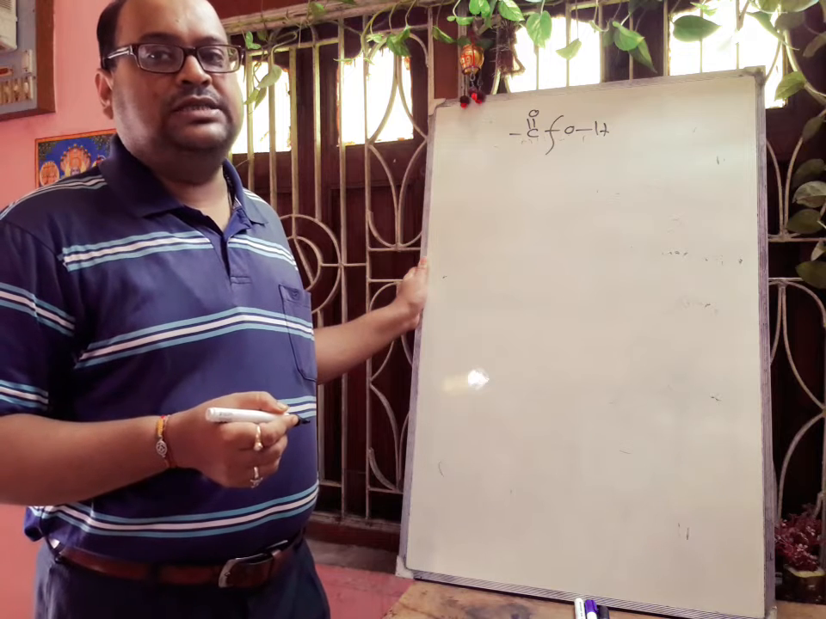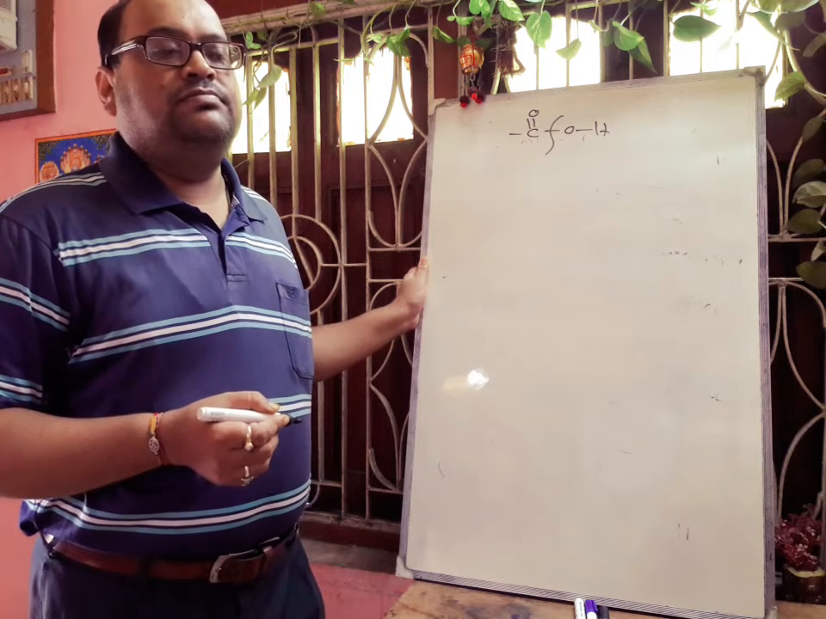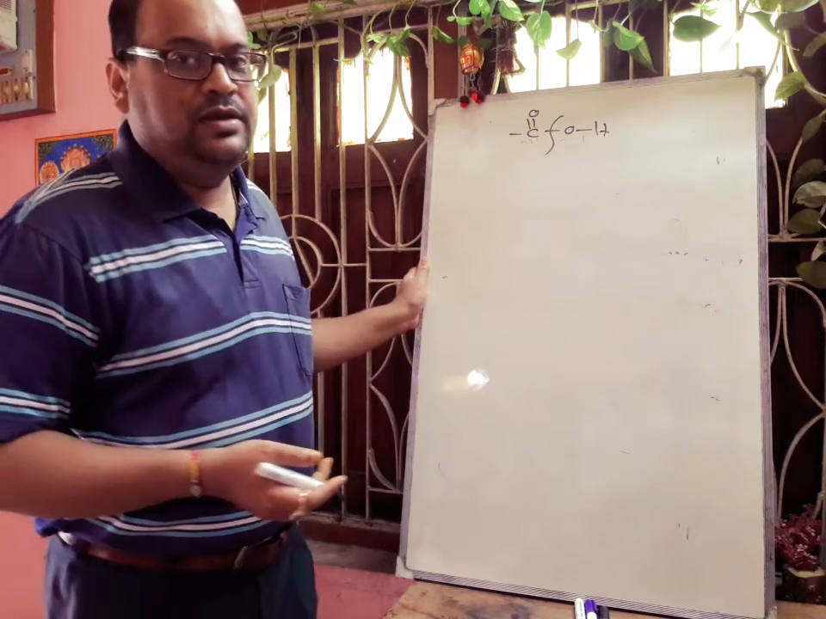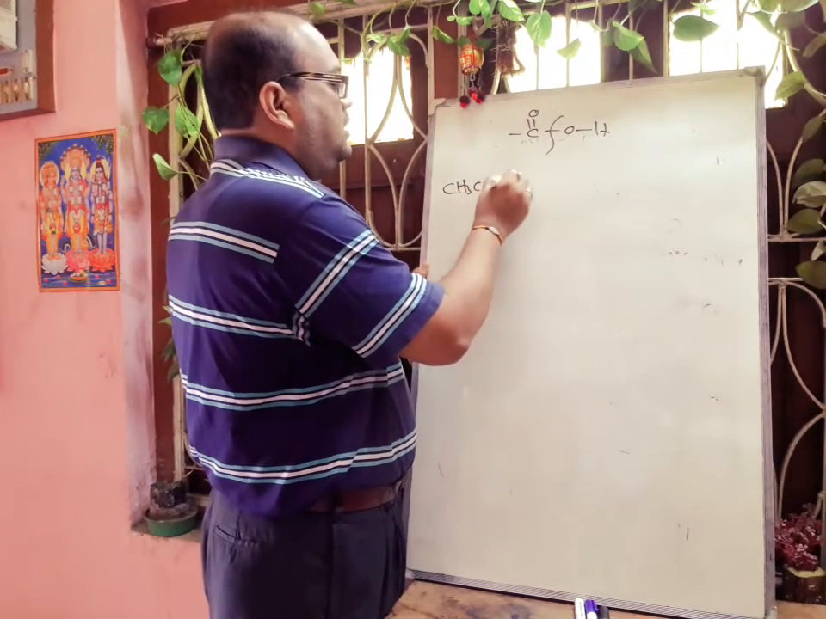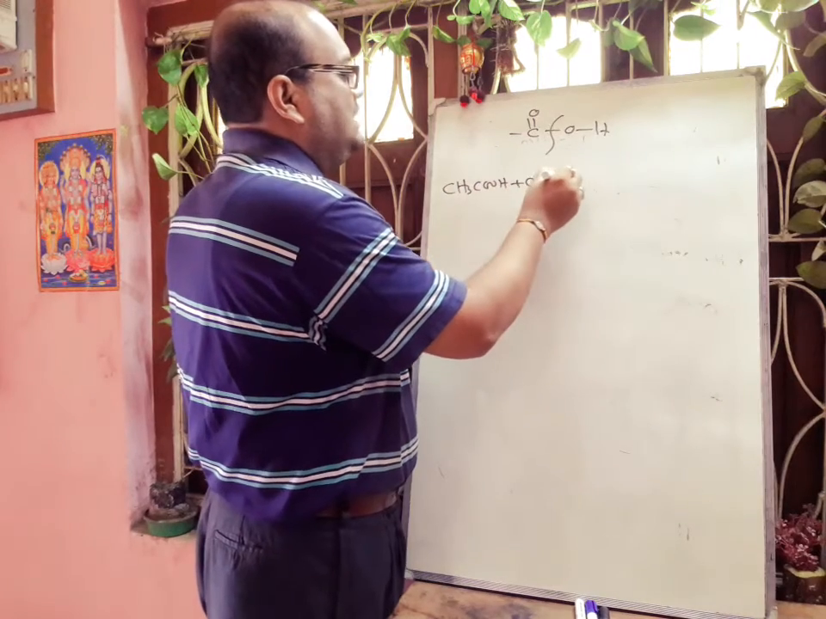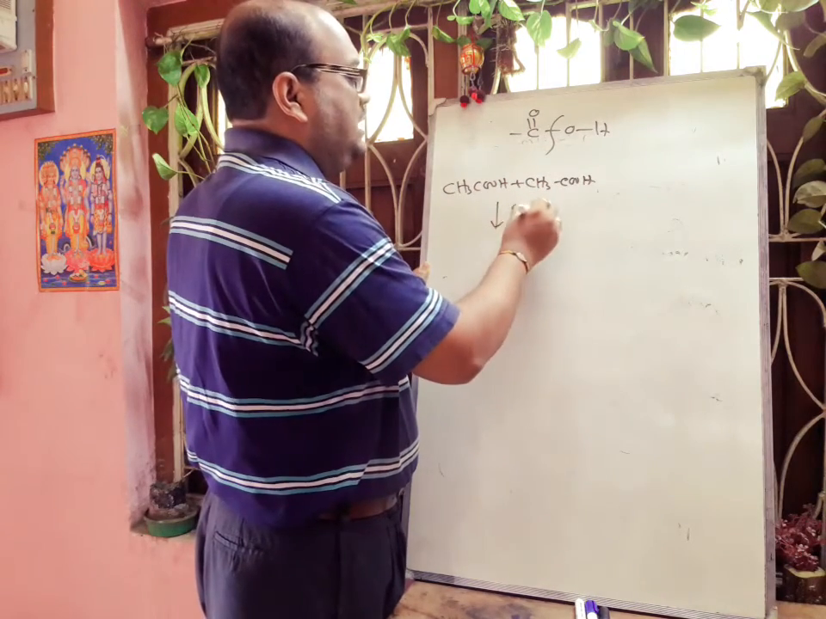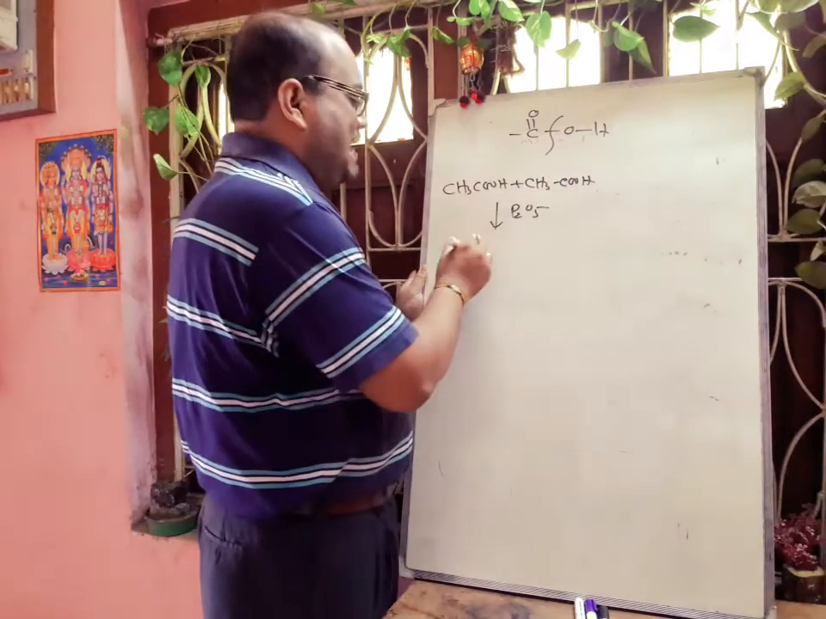First we want to discuss the conversion of acid into acid anhydride. Okay. So if we take the acetic acid and if we add a dehydrating agent like phosphorus pentoxide, definitely it will produce the acetic anhydride.